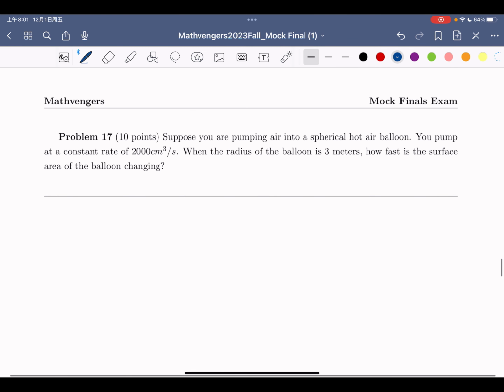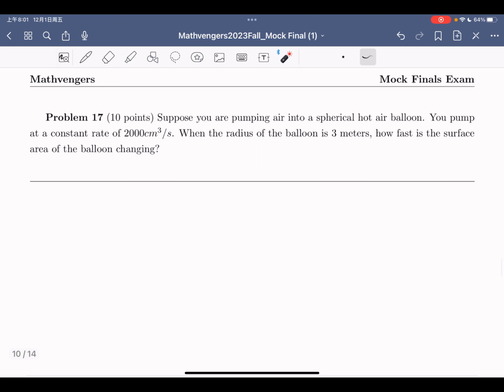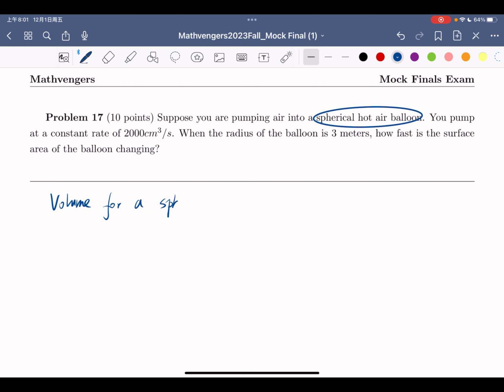We move to the next question. Okay, next question. You can see, suppose you are pumping air into a spherical hot air balloon. So this is a spherical hot air balloon, which means we need to use the formula of a sphere. So the volume for a sphere, capital V represents volume. V is equal to 4/3 pi r to the power of 3.